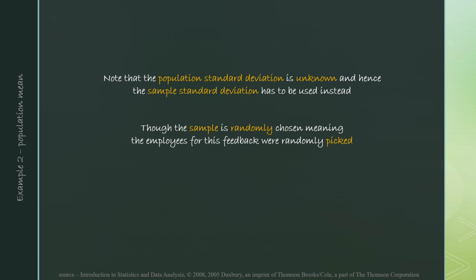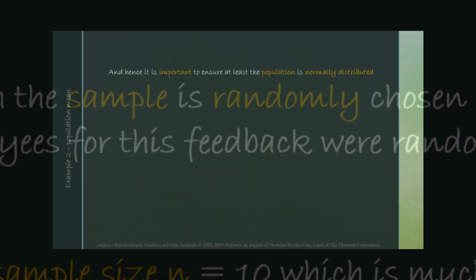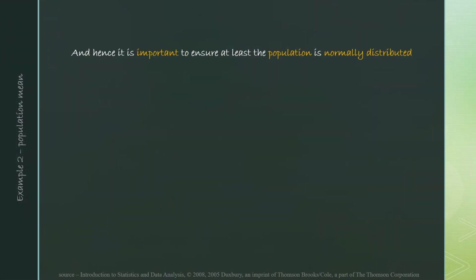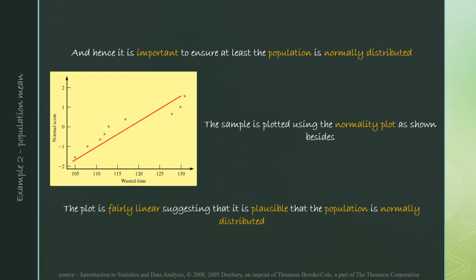Though the sample is randomly chosen, meaning the employees for this feedback were randomly picked, the sample size n equals 10, which is much smaller than 30, so the sample mean distribution is not guaranteed to follow a normal distribution. Hence it is important to ensure that at least the population is normally distributed. The sample is plotted using the normality plot as shown. The plot is fairly linear, suggesting that it is plausible that the population is normally distributed.